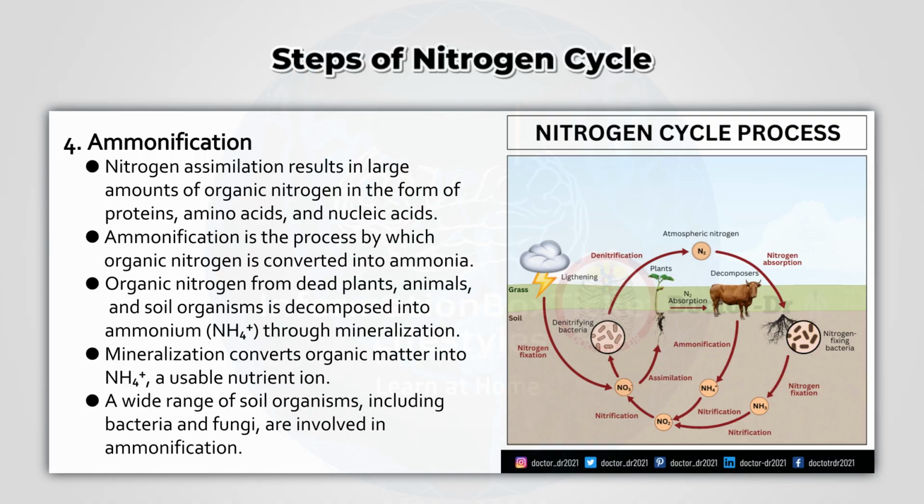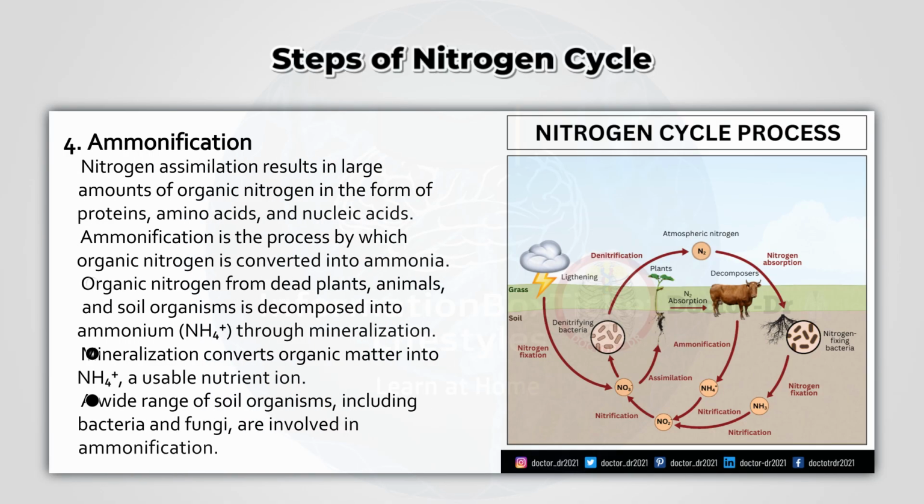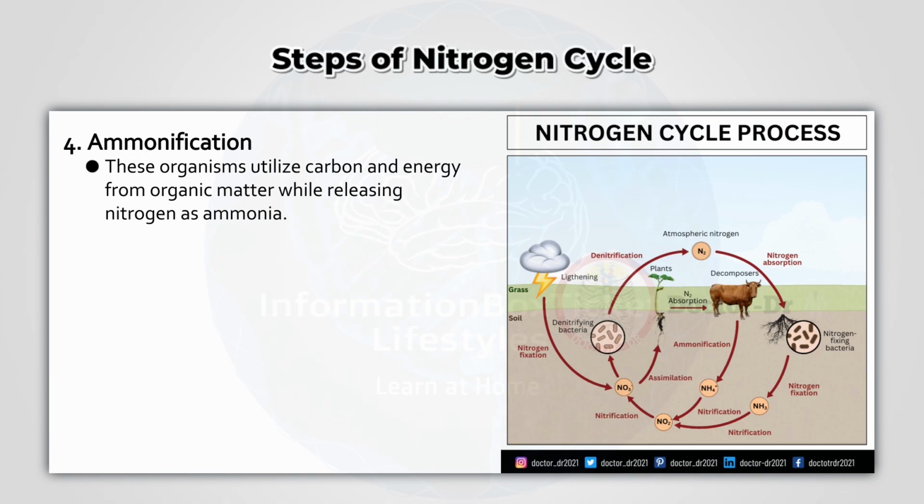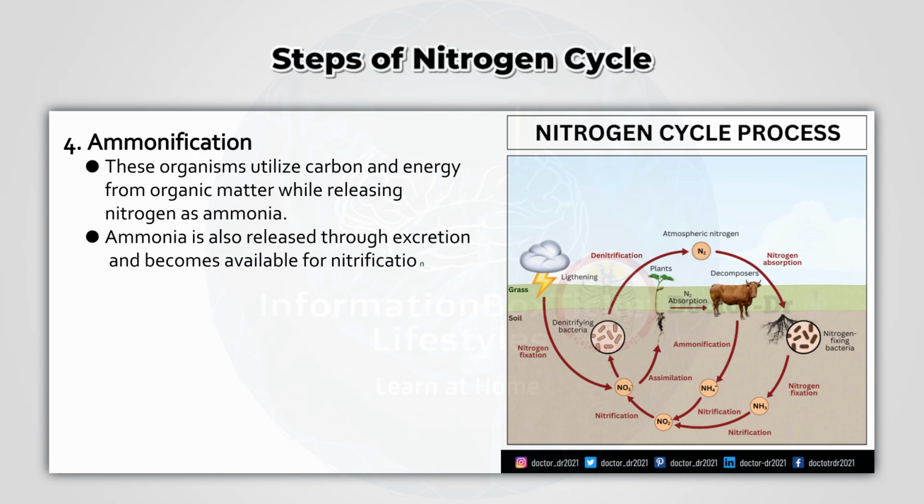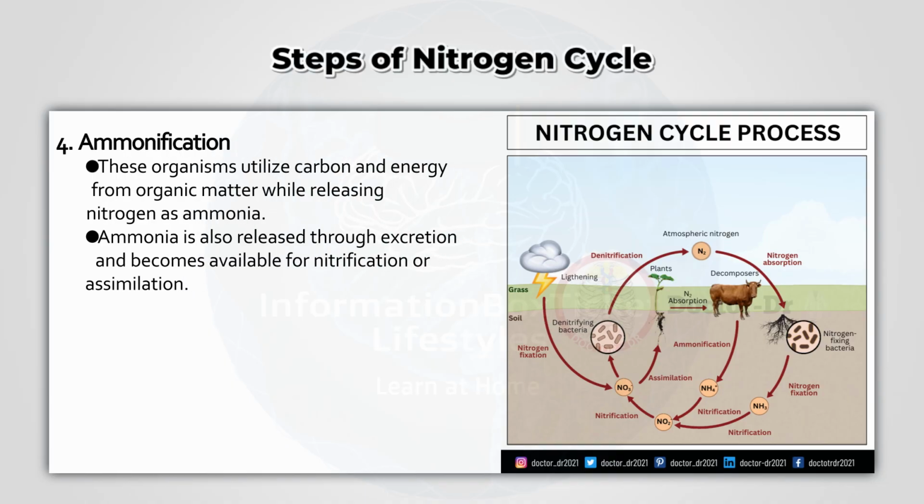A wide range of soil organisms, including bacteria and fungi, are involved in ammonification. These organisms utilize carbon and energy from organic matter while releasing nitrogen as ammonia. Ammonia is also released through excretion and becomes available for nitrification or assimilation.